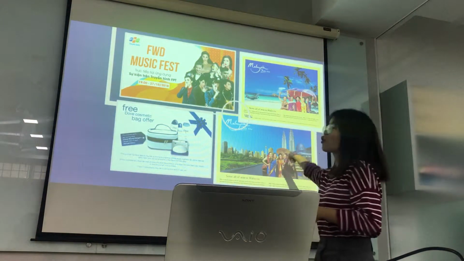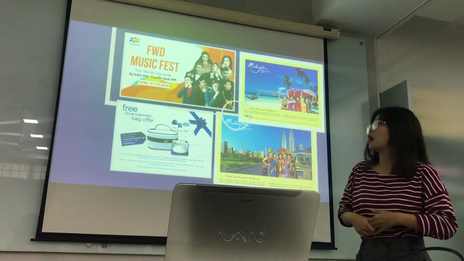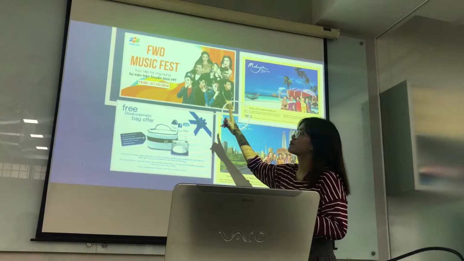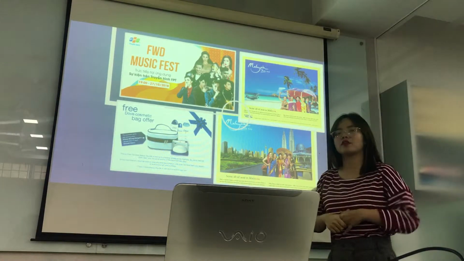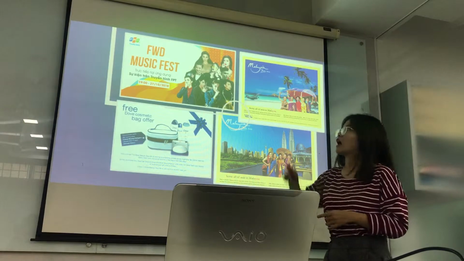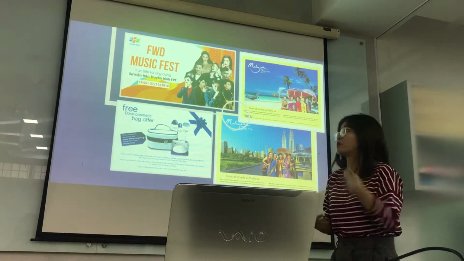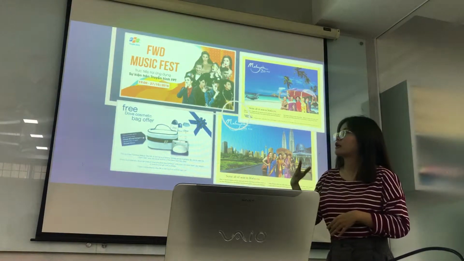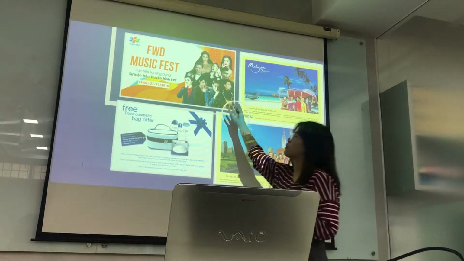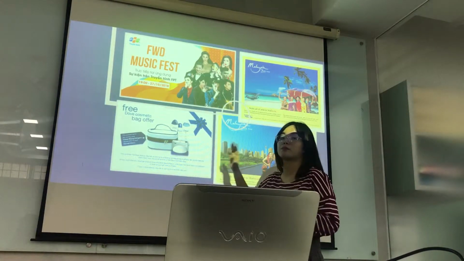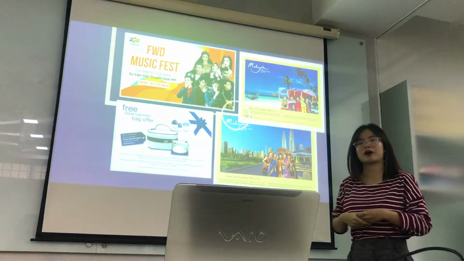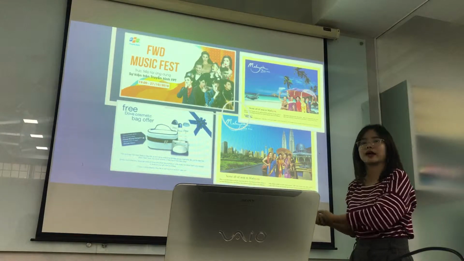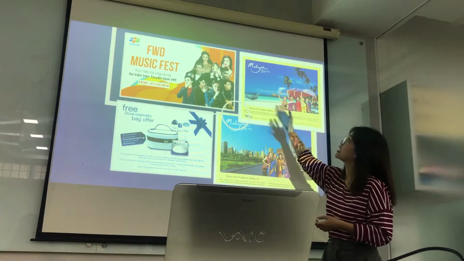So as you can see on the board, there are 4 pictures as examples of PR programs. Here, this is the FWD Music Festival. It is a festival organized by the insurance company FWD to promote themselves, to promote their brand. And here is the picture of the company promoting Dove shampoo. This is promoting the organization, and this is promoting the product. And these 2 pictures are about promoting a nation, which is Malaysia. Malaysia ran a PR campaign to promote themselves with the slogan of Malaysia Truly Asia.